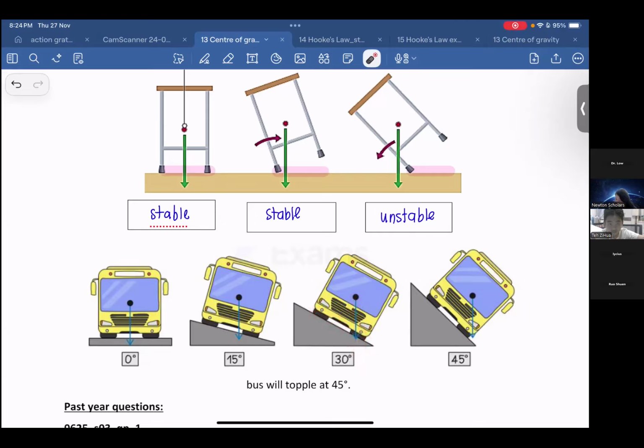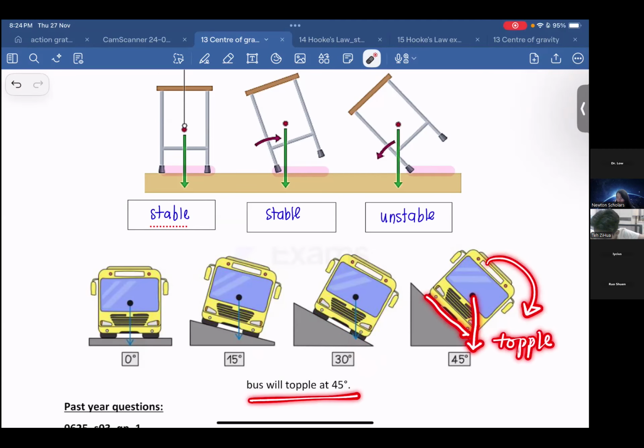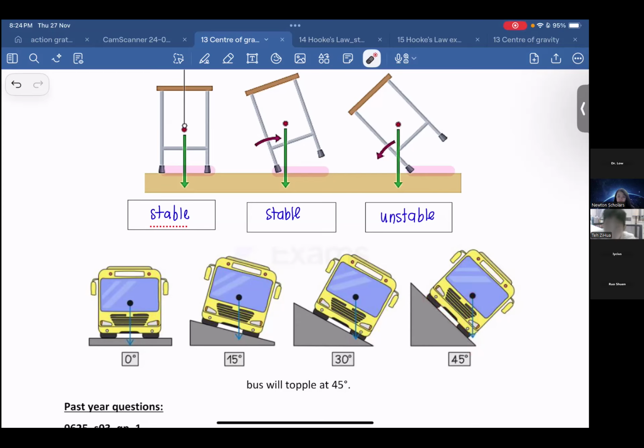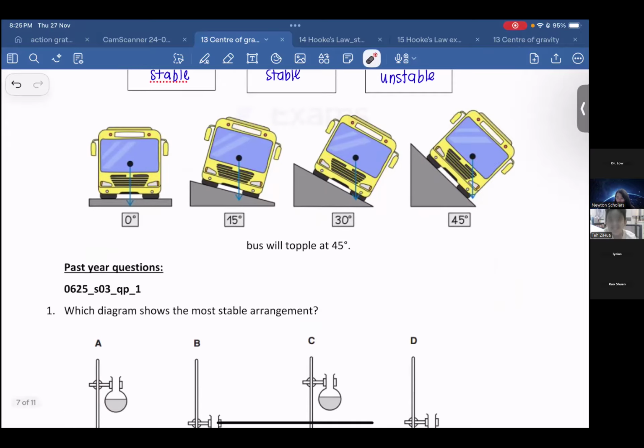How about 45 degrees? This is the base, but this is the vertical line through the center of mass. So in this case, at 45 degrees, the bus will topple. This will become unstable. The bus will topple at 45 degrees because the vertical line through the center of mass is already out of the base. Is that clear? If clear, then we go to the past year questions.